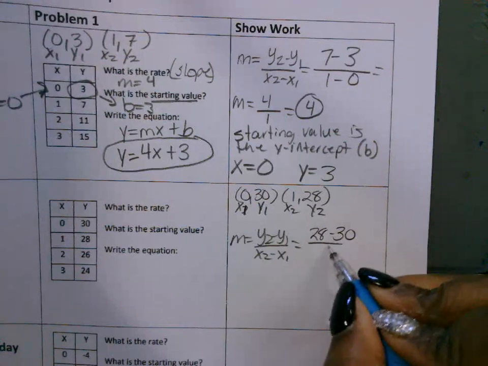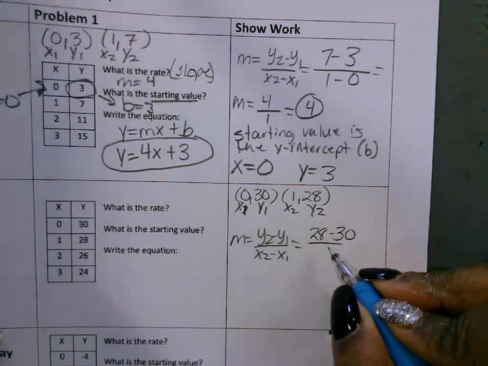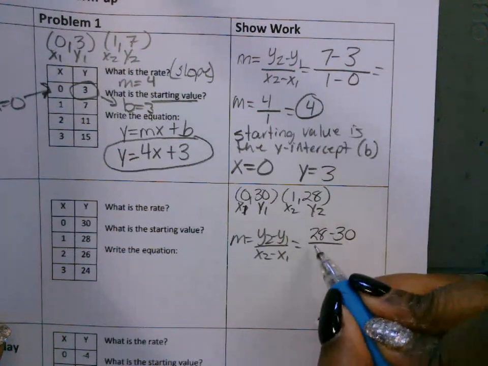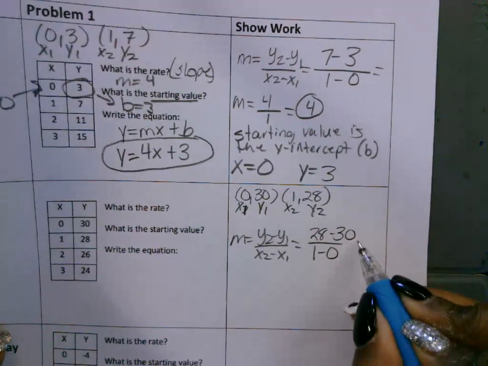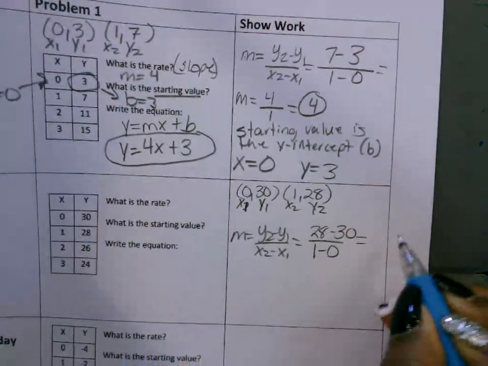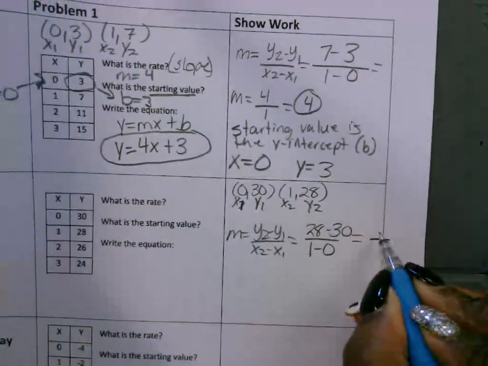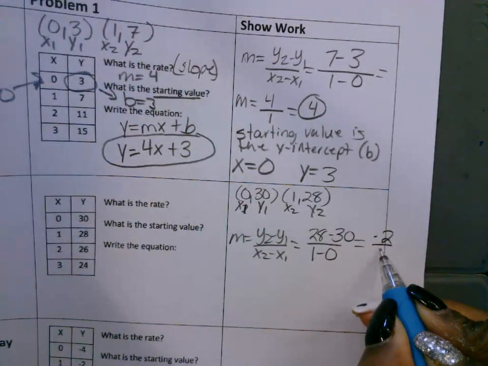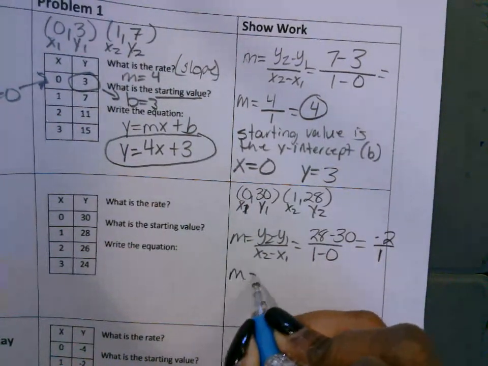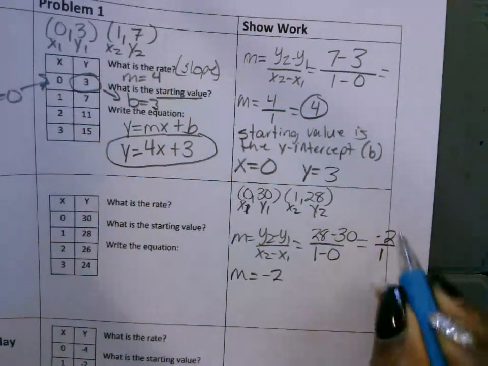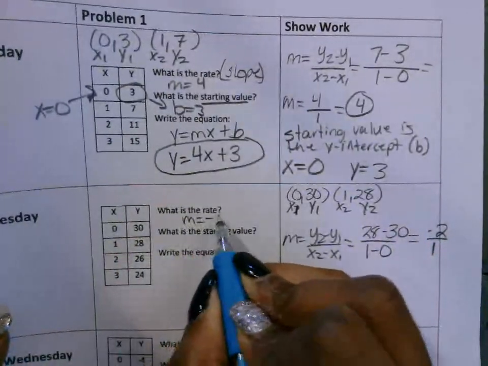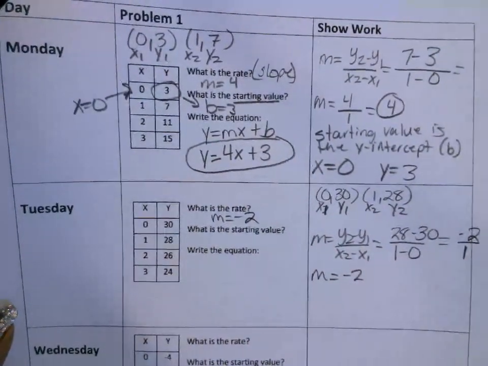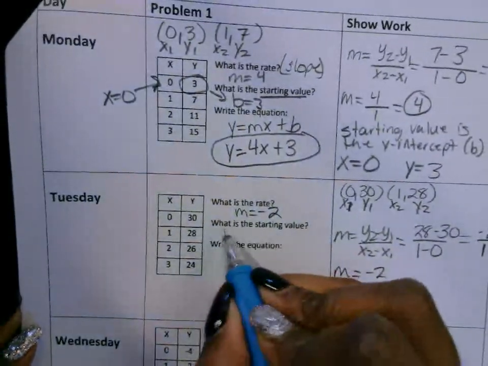Juan, what do we get on the bottom? Which one is your x2? 1 and 0. Good job. 1 minus 0. So when we simplify the top, what does that give us? -2. India, what do we get on the bottom? 1. So m here is equal to -2 when we simplify. So the rate is -2. What's the starting amount here? Riley: 30.